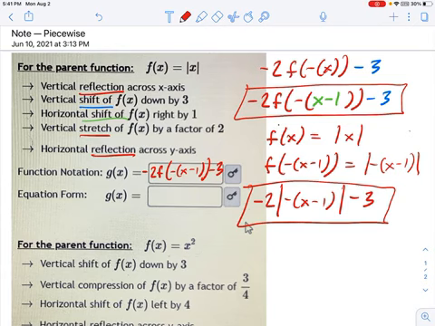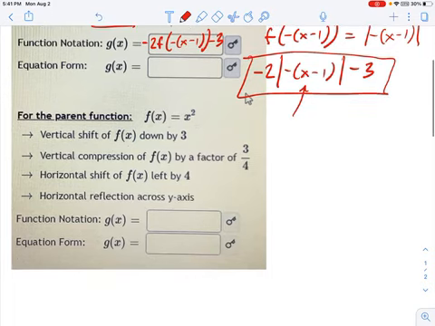Now, if you want, you could have written this thing right here as negative x plus 1, right? It's the same thing, but I just like to keep parentheses on there to keep it clear what's going on in terms of reflections and shifts.